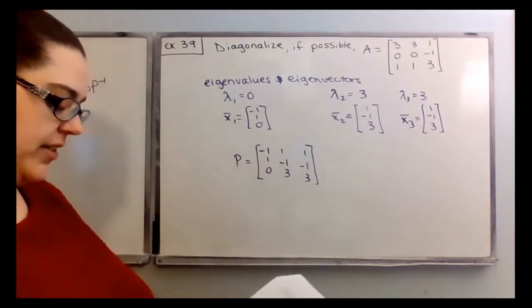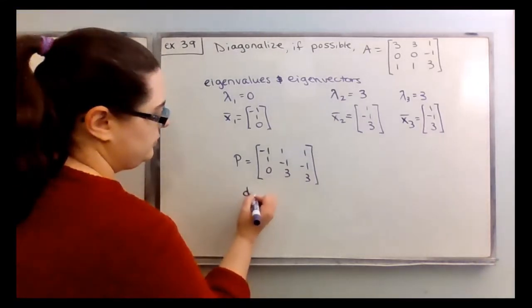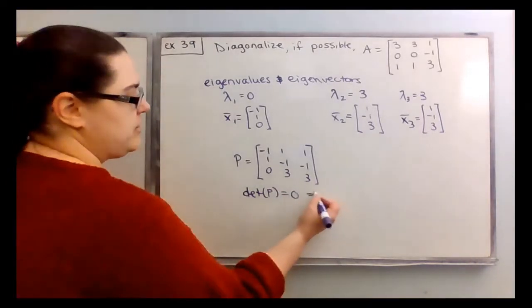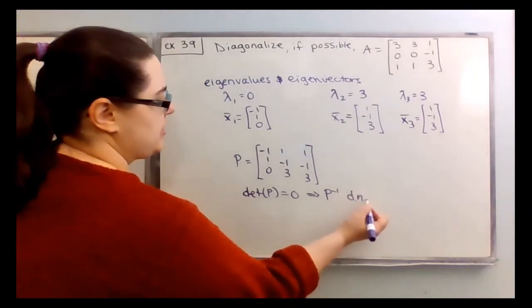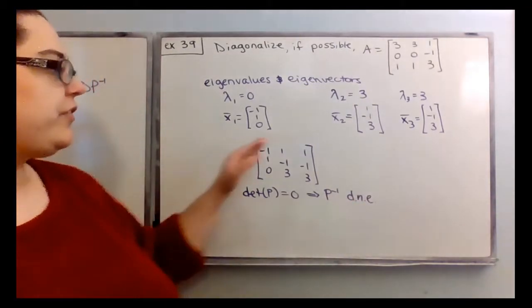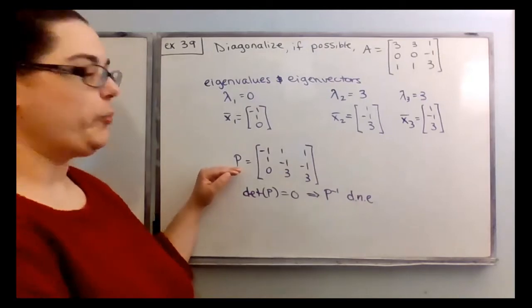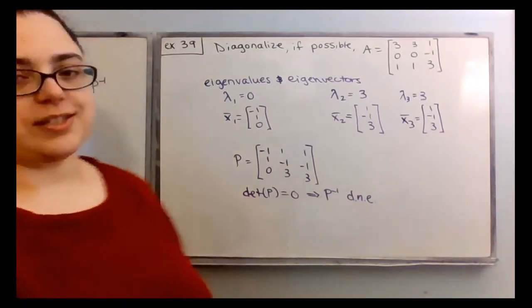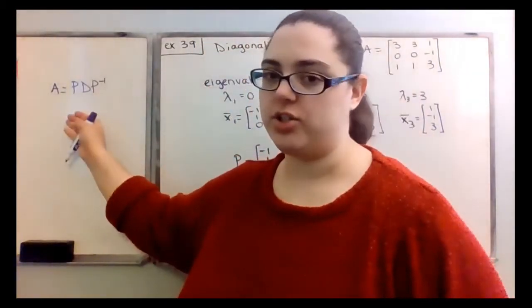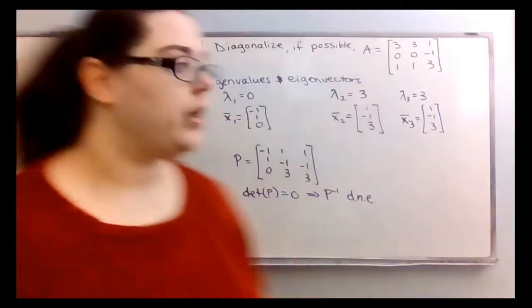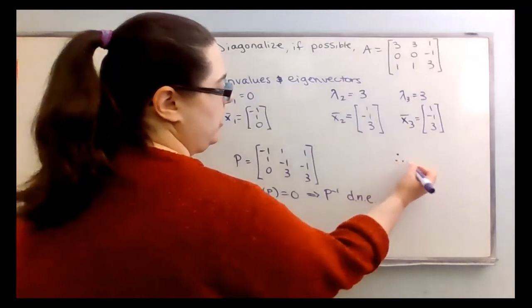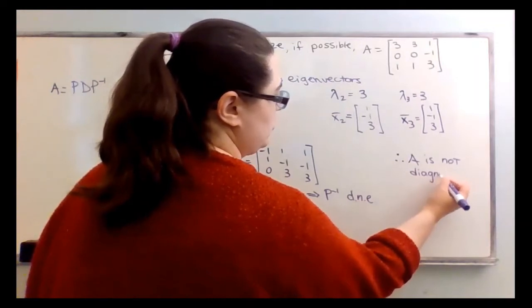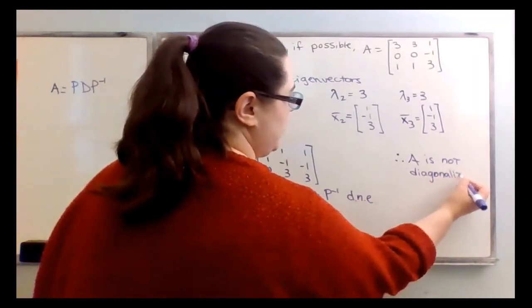However, if you find the determinant of P, you're going to end up getting 0, which means that P inverse doesn't exist. So if I use these eigenvectors to create my hope at diagonalizing A, I got something that's not invertible. So since it's not invertible, we can't have this relationship, so we are not diagonalizable. So therefore, A is not diagonalizable. Diagonalizable. Hard to say, hard to spell, right?